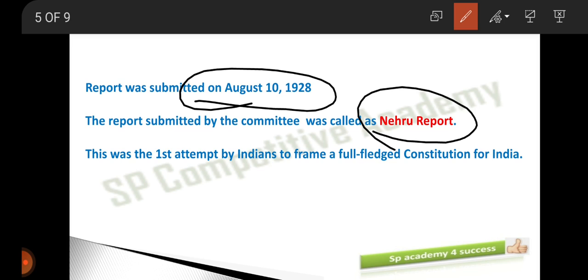Okay, so the Nehru report consists of what? It consists of full-fledged constitution principles. Right. So when was the committee appointed? The committee was appointed in the all-party conference. Who is the chairman of this committee? Motilal Nehru. So such types of bits will be asked in this particular topic. Now let's move on quickly.